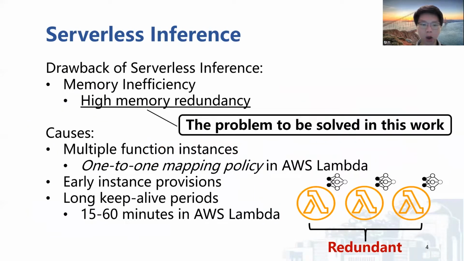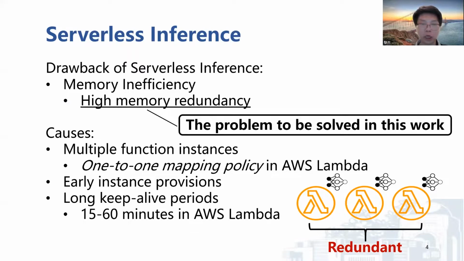The root cause of memory inefficiency is the large amount of data redundancy in memory, which is caused by, first, the multi-instance nature of serverless platforms. For example, AWS Lambda creates new instances for each request if there are no existing warm instances. And since instances are isolated with sandboxes, data like the model parameters are required to be loaded repeatedly into the memory.